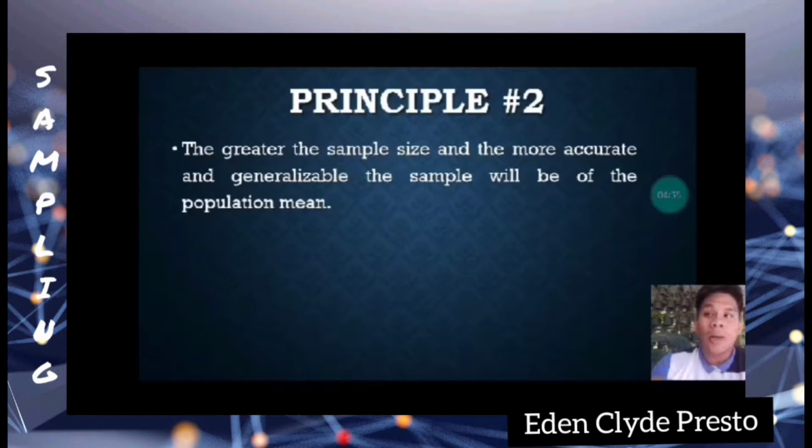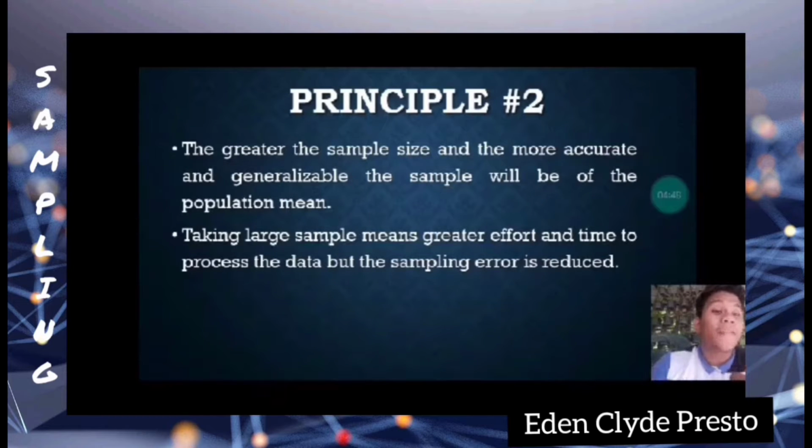So the difference between population mean and sample statistics can be reduced greatly if the sample size is taken large. Taking a large sample means greater effort and time to process the data, but the sampling error is reduced. So hence, sampling error can be reduced if the sample is large. So pag mas malaki yung sample, the sampling error is lessened. So let's proceed to principle number 3.